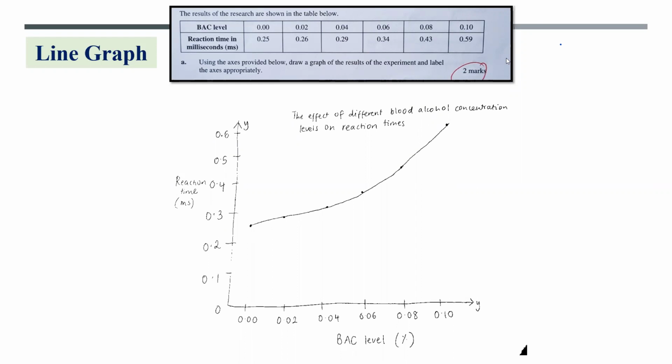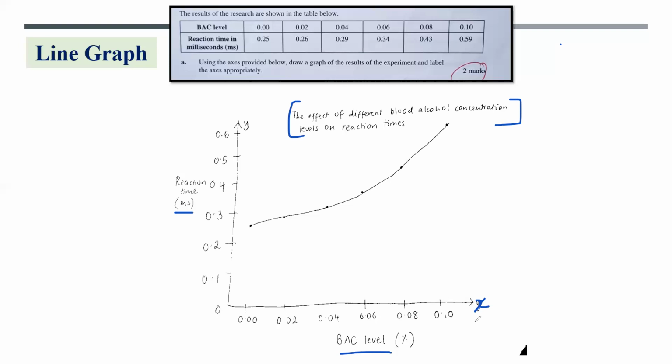If we go over this graph now, sorry, this should be X, not Y. That's the x-axis and that's the y-axis, so those are the two axes. We've labeled the axes again: BAC level percentage, reaction time milliseconds. We've labeled it clearly. We've put a quick title just above the graph: the effect of blood alcohol concentration level on reaction time.